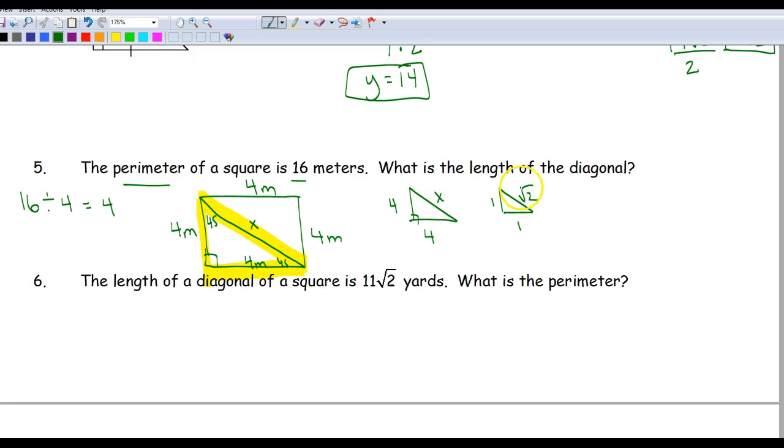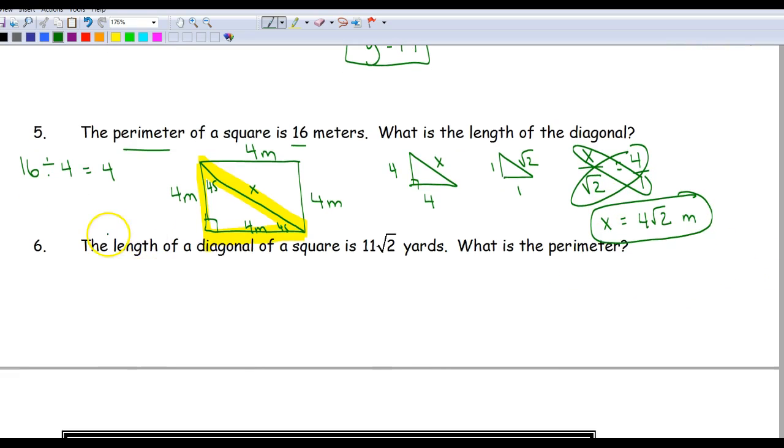So x matches up with root 2, and then 4 matches up with 1. And then from here, all you have to do is cross multiply. So x times 1 is x. 4 times root 2 is 4 root 2. You cannot multiply the 4 and the 2 together to make 8 because one's under a square root and one is not. So it's just 4 root 2, and we can put meters. And that's it. You're done with the problem.